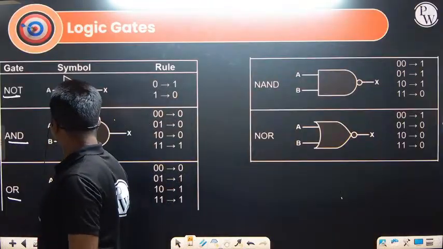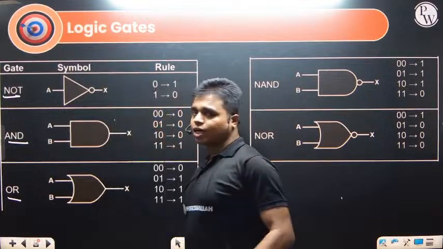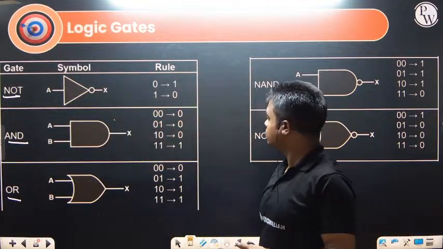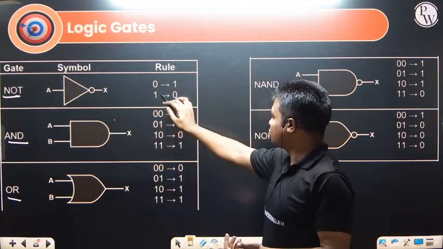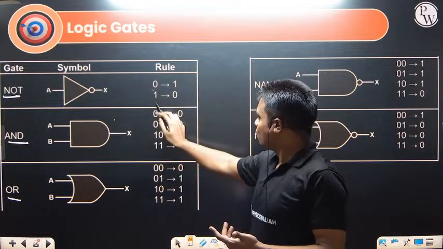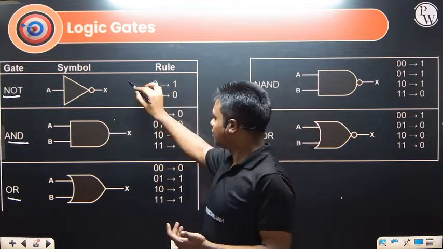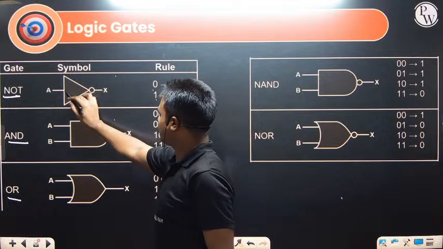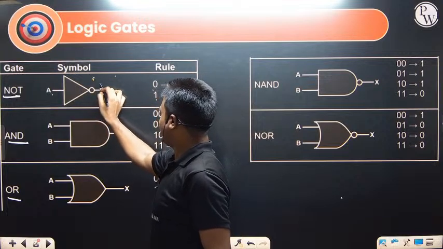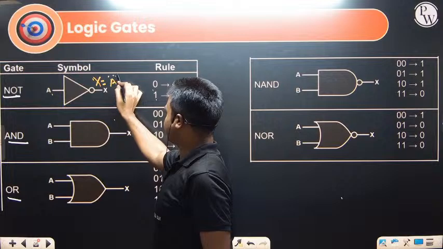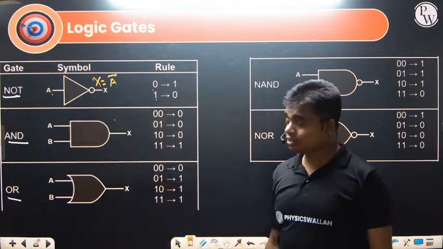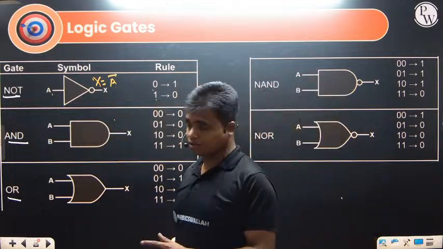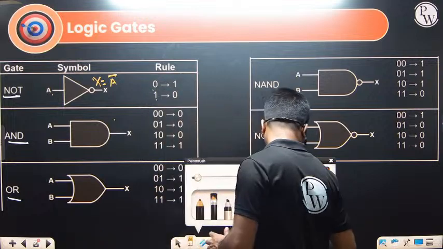So first one is NOT gate. This is the circuit symbol we have. Whatever the input, you have to get the output as the opposite of that. So 0 inverse is 1, 1 inverse is 0. This is the NOT gate. What is the circuit? If this input is A, what is X? I'll write X will be A bar. This is the circuit, and this is the Boolean operation for this NOT gate.